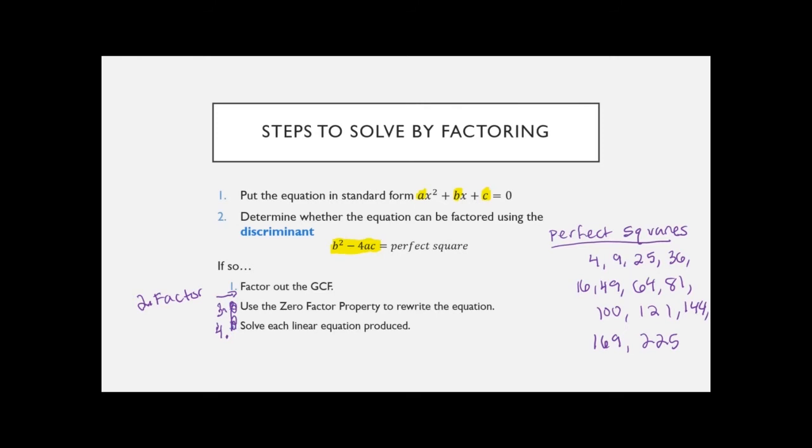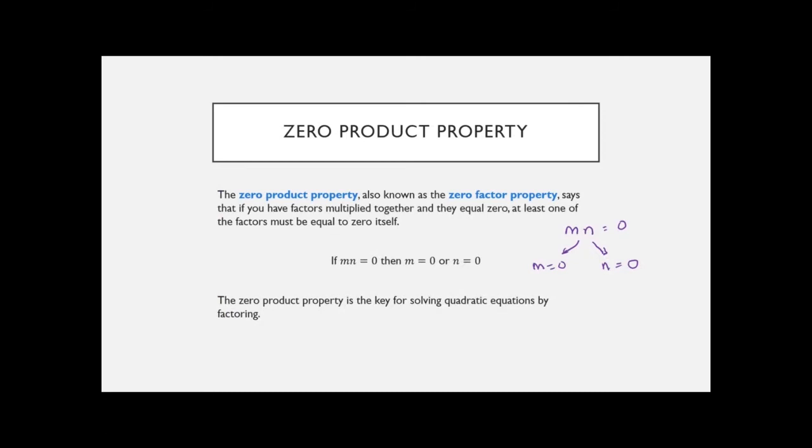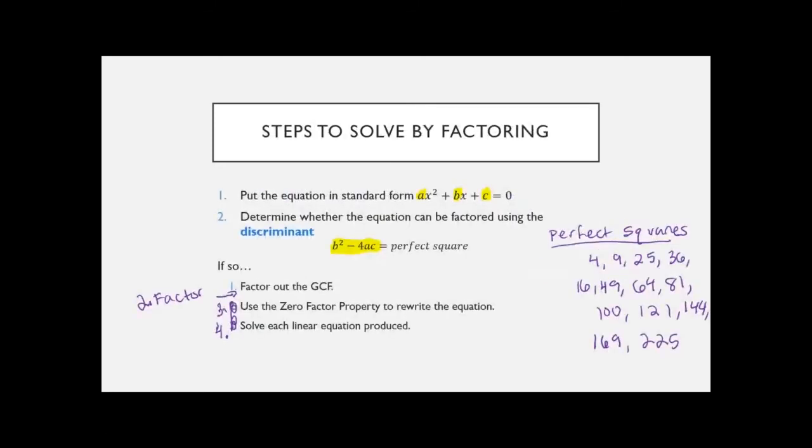And then once you've factored it, then you use the zero factor property to rewrite the equation. And basically, that's where you're creating 2 separate equations. So the whole point of using the zero factor property is to rewrite 2 separate equations. And then you solve each of those linear equations produced, because what this whole process does is take something that has 2 solutions, a quadratic, and by factoring, we're able to split this apart into 2 separate equations that are linear. And linear equations are easy to solve.